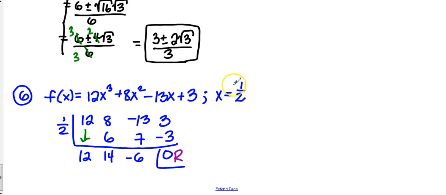I'm told x equals 1/2 is a zero, so I did expect to get 0 as a remainder. So 0, constant, 1, 2.